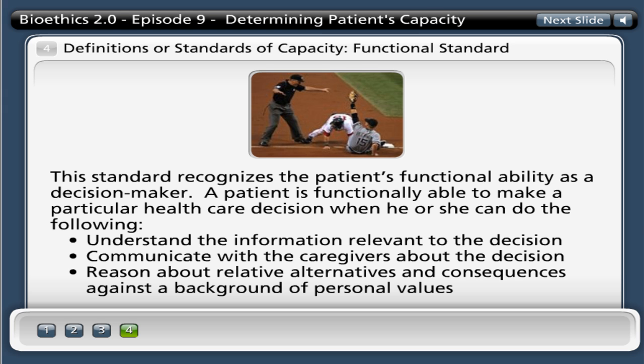The functional standard. The functional standard is the standard that should be accepted. This standard recognizes the patient's functional ability as a decision maker. In assessing a patient's ability to make autonomous judgments, there are three distinct aspects of decision-making capacity. The first is the ability to understand. The second, the ability to communicate. And third, the ability to evaluate. If a patient demonstrates satisfactory responses in all three areas, he or she is said to have decision-making capacity, to be decisional, or to be capacitated. All three must be present in order to be considered capacitated. If one or two is lacking, the patient is not capacitated.